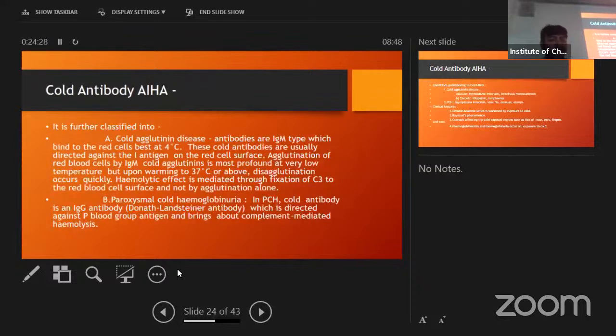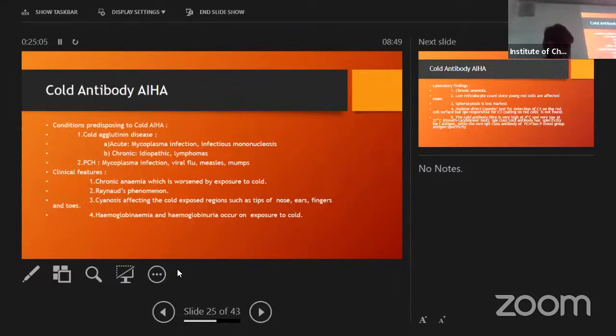Now, cold antibody AIHA. It is further classified into cold agglutinin disease and paroxysmal cold hemoglobinuria. In cold agglutinin disease, antibodies are IgM type, and mostly reactive at 4 degrees centigrade, and there is agglutination of the red cells. But at 37 degrees centigrade, there is reversal of this agglutination. In paroxysmal cold hemoglobinuria, the antibody is IgG type, which is directed against the P blood group antigen and brings about complement-mediated hemolysis.